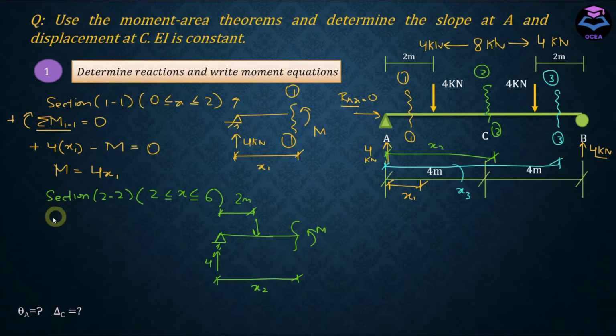Again, for writing the moment equation, apply summation of moment, but this time about section 2, and take clockwise moment as positive. This force is creating a clockwise moment about this section, hence positive, and it has a moment arm of x2. And what about this one?